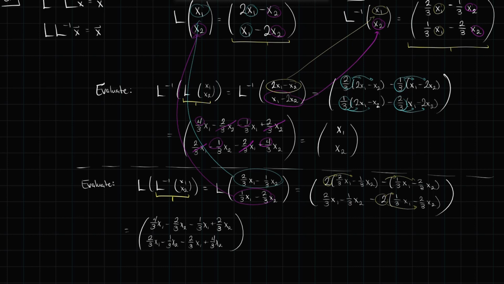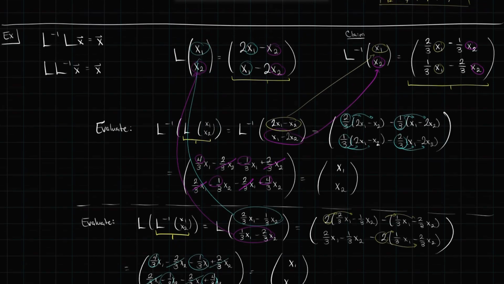Combining like terms, it looks like I have negative 2/3 x2, positive 2/3 x2, as well as 4/3 minus 1/3 x1. I end up exactly with one copy of x1. Same business in the second row, 2/3 x1 minus 2/3 x1, negative 1/3 x2 plus 4/3 x2. I have exactly one copy of x2.